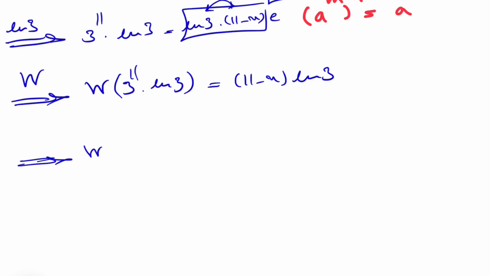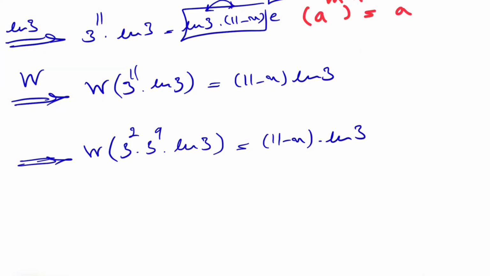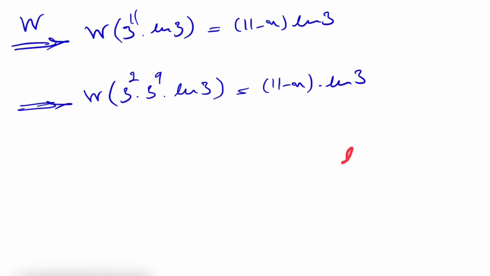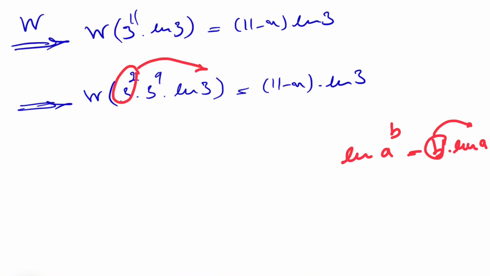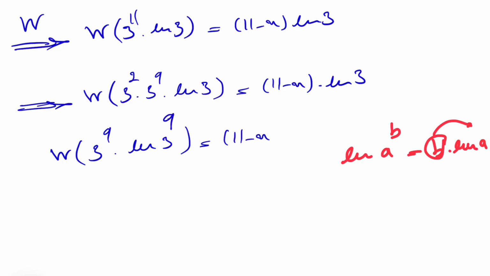Now we have to deal with this Lambert W function here. We know 3 to the 11 is 3 squared times 3 to the 9, and this will be equal to 11 minus x times ln of 3. From the laws of the logarithm, when we have ln of a to the power of b, this is equal to b times ln of a, so this can go on the exponent. Our 3 squared, which is 9, can go here too. So we'll have 3 to the 9 times ln of 3, all to the power of 9, and we have 11 minus x times ln of 3 on the right side.